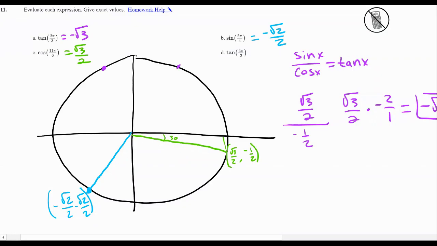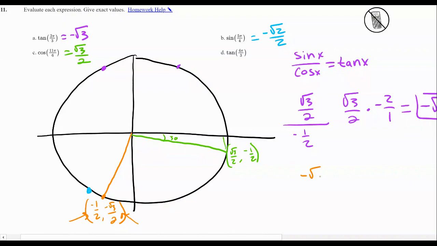Last one, tangent of 4 pi over 3. So for 4 pi over 3, let me erase this blue one. It's going to be in the way. 4 pi over 3 lands about, let's call it, right here. I know that this is going to be negative 1/2 and negative root 3 over 2. And so for this one, my sine of 4 pi over 3 is here on the right. My cosine is here. Tangent, I divide them.